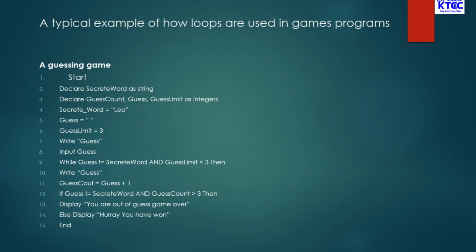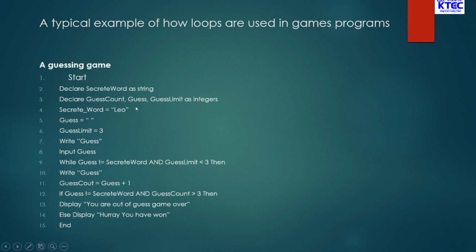So now this is a simple guessing game where we have to guess a secret word. The secret word is unknown, but we set it in the program, which is what? Leo, so that we can compare to what the user will enter. So as usual, since it's an algorithm, we start right. Start. Declare secret word as a string, because secret word we want it to be a string combination of characters.